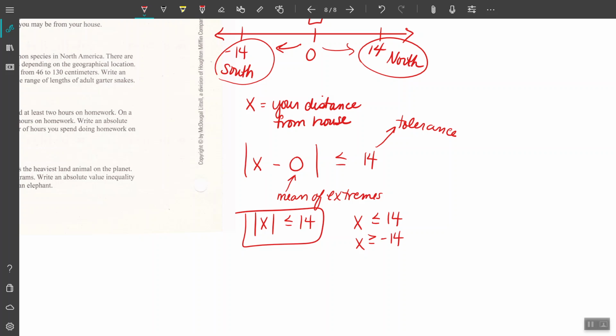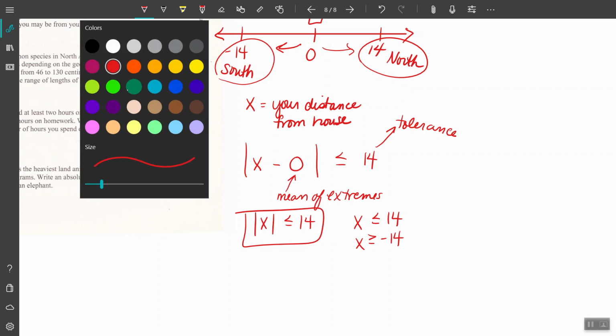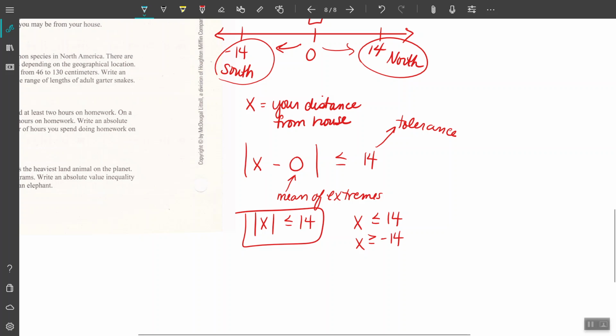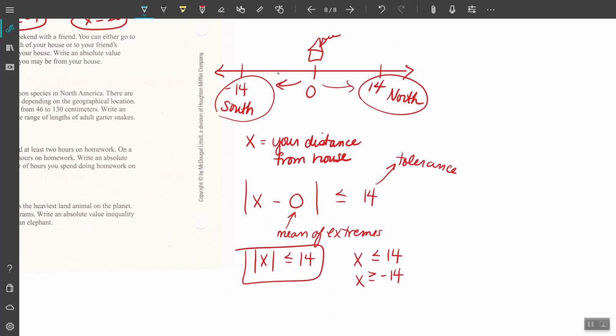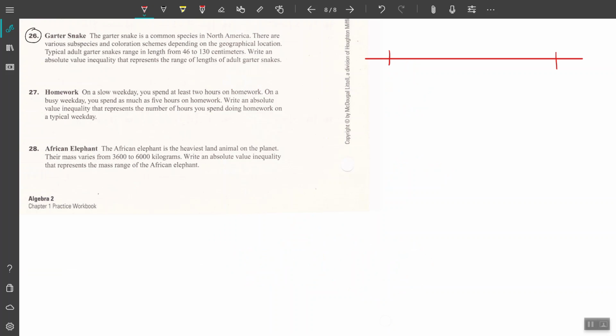And you can see up there on the graph, what we're talking about is all the possibilities of x, all the places that you could be on this number line if this were your journey, and that's this blue line right here. So these two do satisfy that. X is greater than or equal to negative 14 and less than or equal to positive 14.